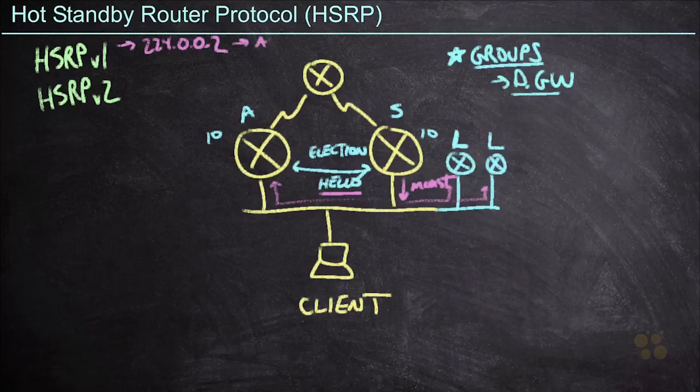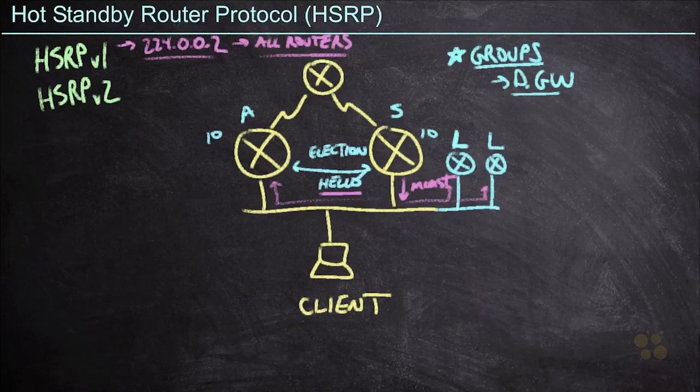It is known as the all routers multicast address. By default, when we send a packet to 224.0.0.2, it's going to be received by all routers on that broadcast segment. That means that HSRP v1 does not use a unique multicast address for its communications. And that's not perfectly ideal.